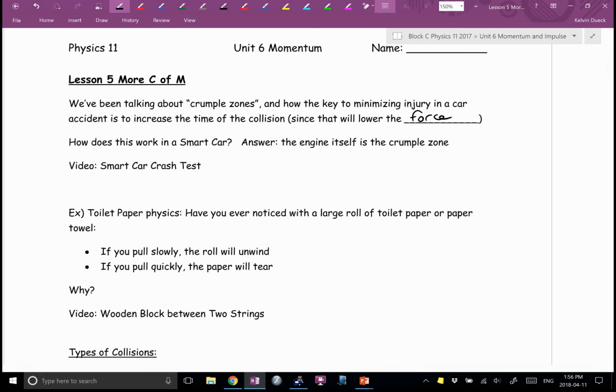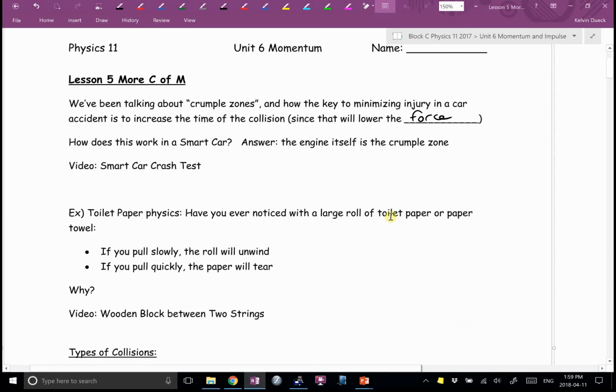How does this work in a smart car? Because you haven't got a lot of crumple zone. What was your question? The smart cars, there's some neat engineering. They actually designed the engine itself to be the crumple zone because it's got to go somewhere. Put your pencils down, look up.